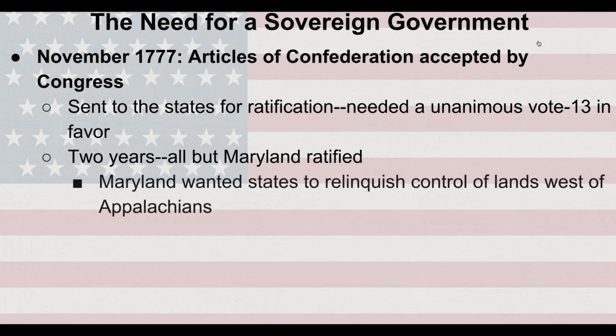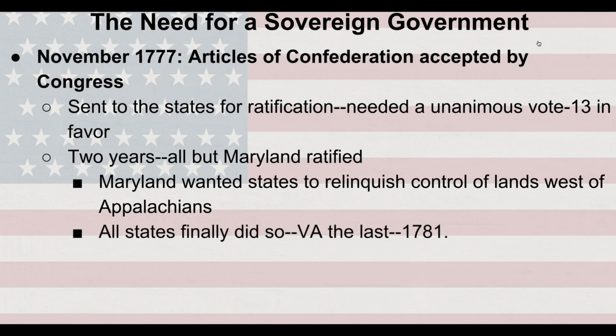Maryland was holding out because Maryland wanted states to relinquish control of land west of the Appalachians. Some states had started to make claims on the land west of the Appalachian Mountains, and Maryland didn't like that. They wanted that to be set up on a more level playing field. Finally all states agreed to do this, and Virginia is the last one to do it in 1781. At this point, Maryland will ratify the Articles of Confederation.